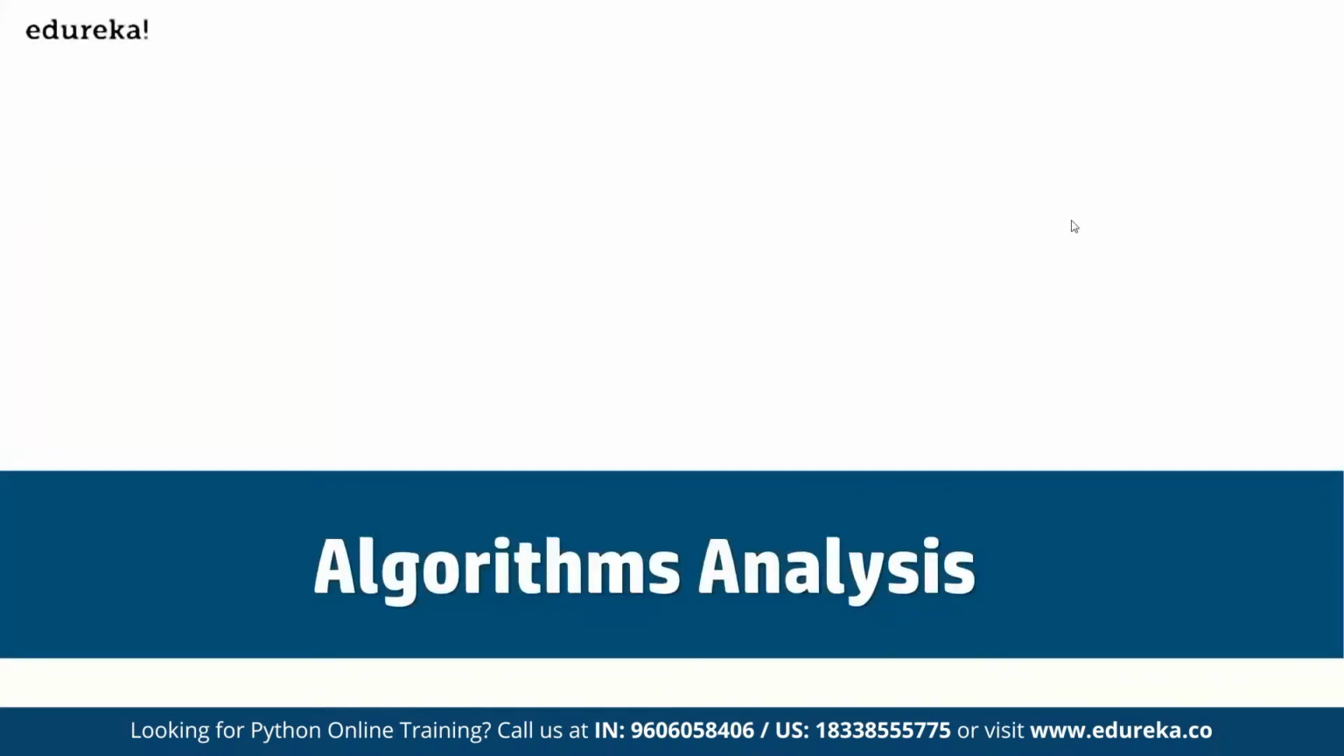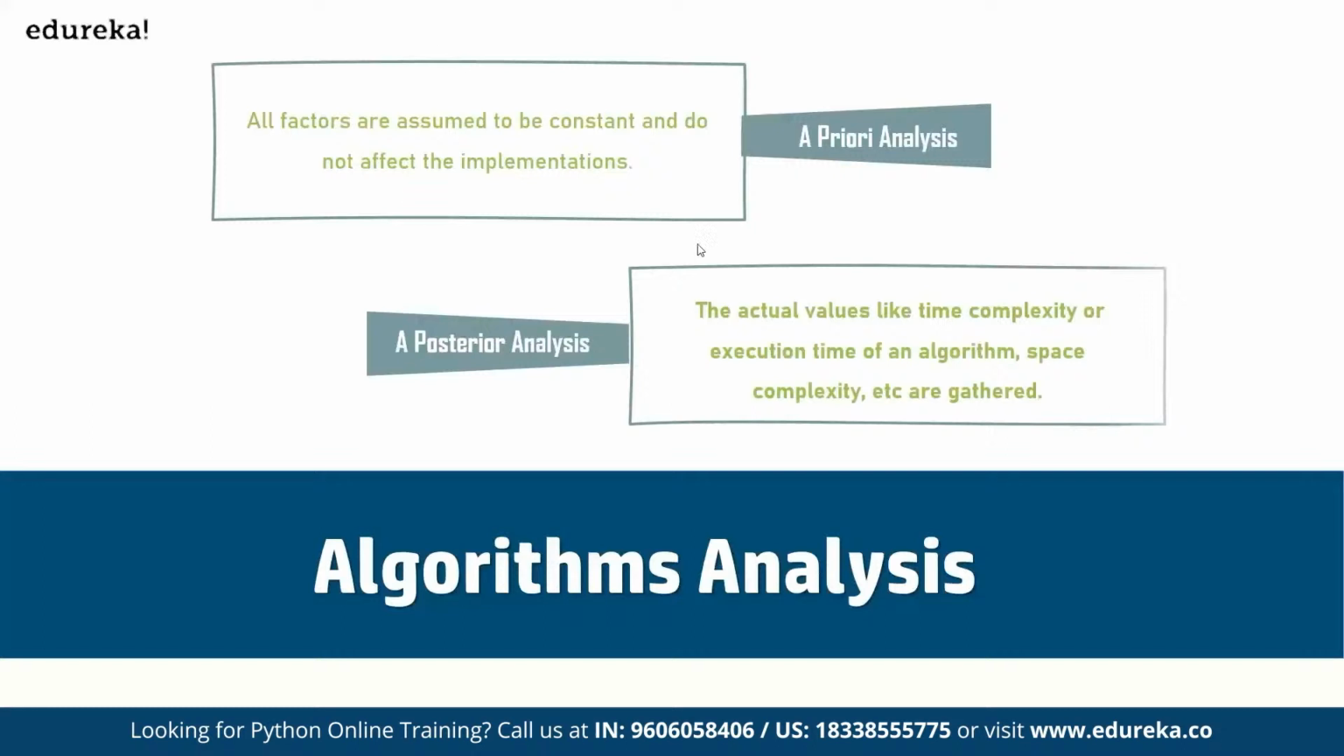In terms of algorithm analysis, we can do a priori analysis or a posteriori analysis. Priori analysis refers to the theoretical analysis, where the efficiency of an algorithm is measured by presuming that all other factors are constant and do not affect the implementation of the algorithm. And posteriori analysis is referred to as the empirical analysis.